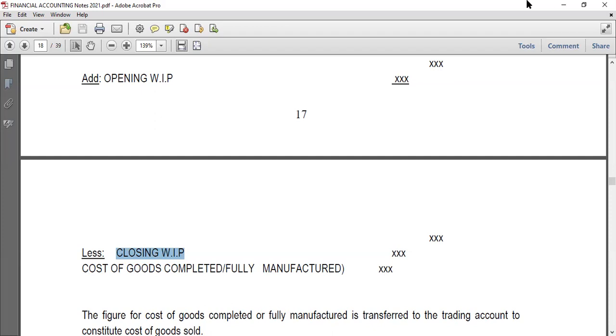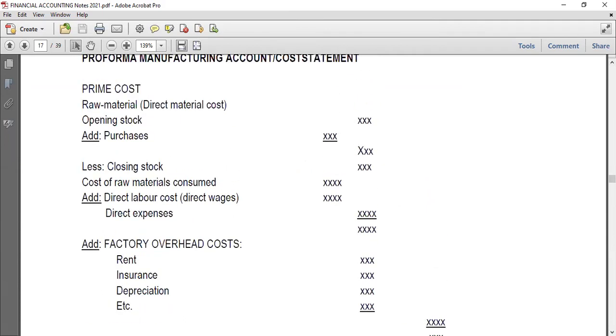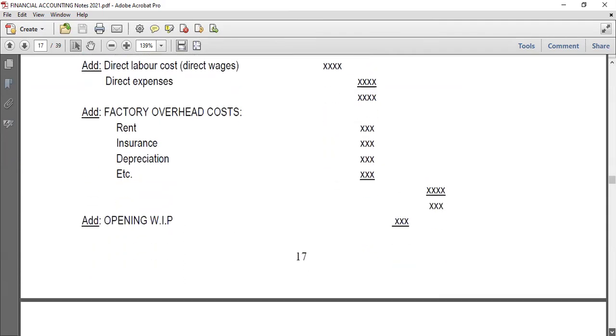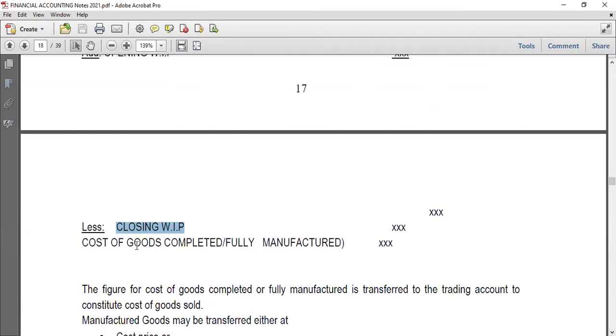So with us doing all this, getting the direct costs, adding the factory overheads, and then accounting for the change in work in progress, ours is to determine the cost of goods fully manufactured.